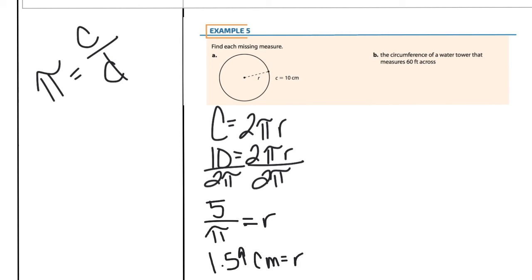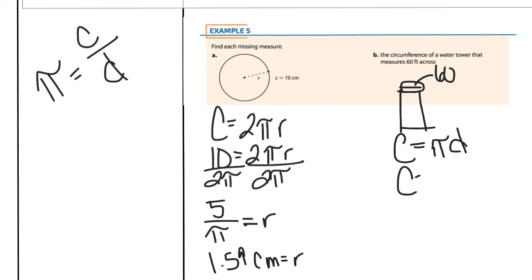B, find the circumference of a water tower that measures 60 feet across. So here's our water tower. That line up there is 60 feet. We want to find the circumference. Now, if it's 60 feet across, that's the diameter. So we'll use pi d for our formula. Circumference is equal to pi times the diameter. The diameter is 60, so the circumference of this water tower is 60 pi.